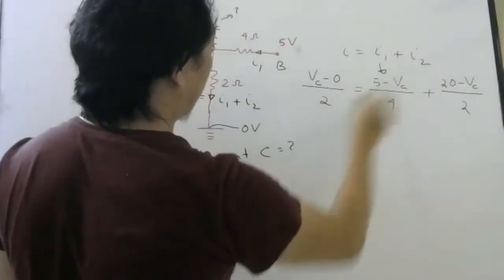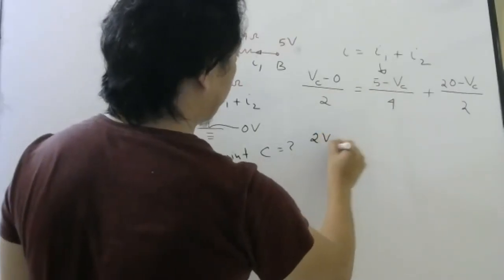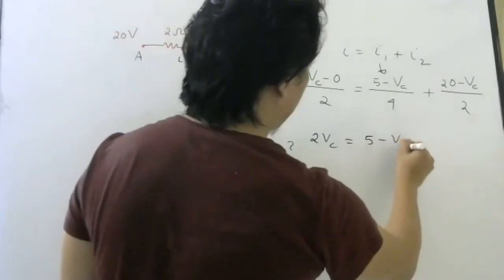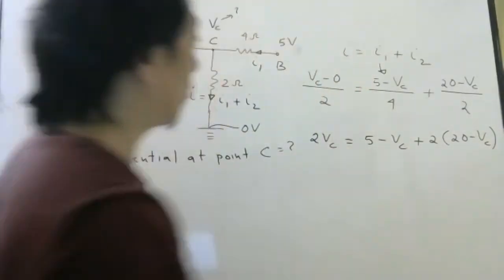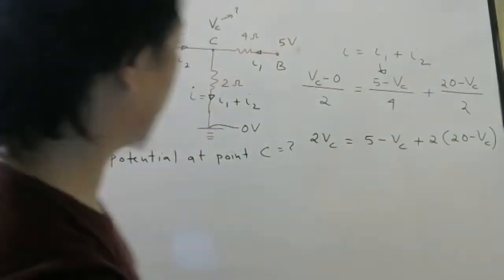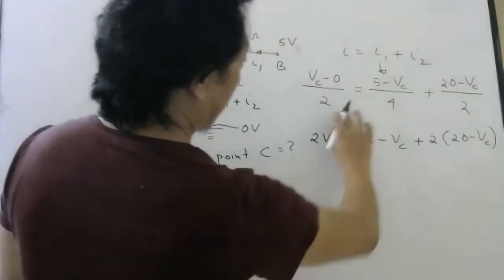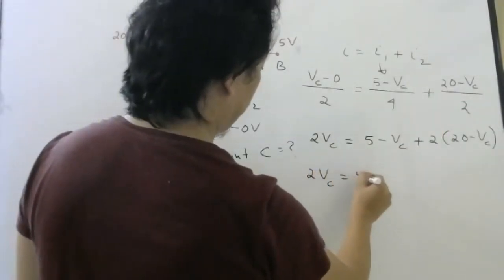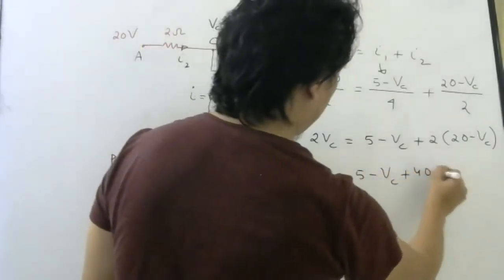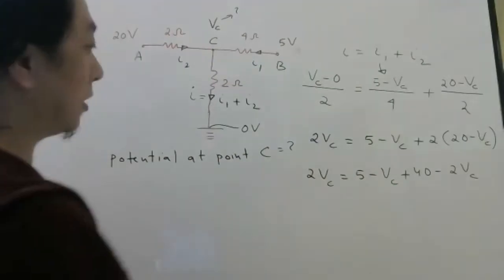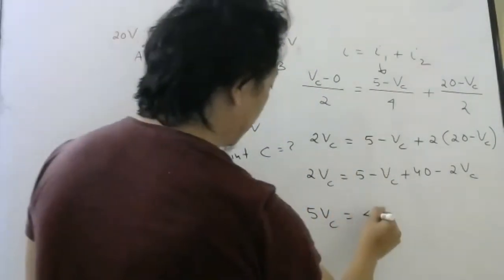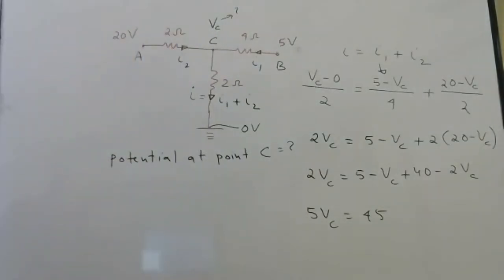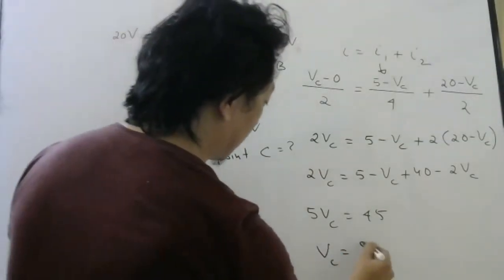So if you multiply by 4, 2 VC, multiply by 4, 5 minus VC, multiply by 4, 2 into 20 minus VC. So what I did, I multiplied by 4 both the sides. Did I do correctly? Yes. So 2 VC equals 5 minus VC plus 40 minus 2 VC. Minus 2 VC minus VC will be minus 3 VC. Minus 3 VC will come this side. 5 VC equal to 45. 5 VC is 45 means VC will be how much?